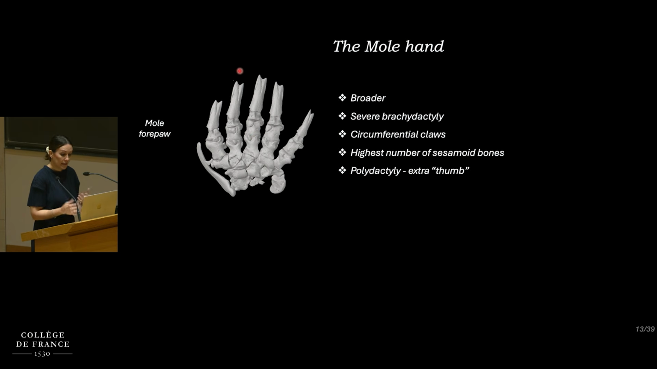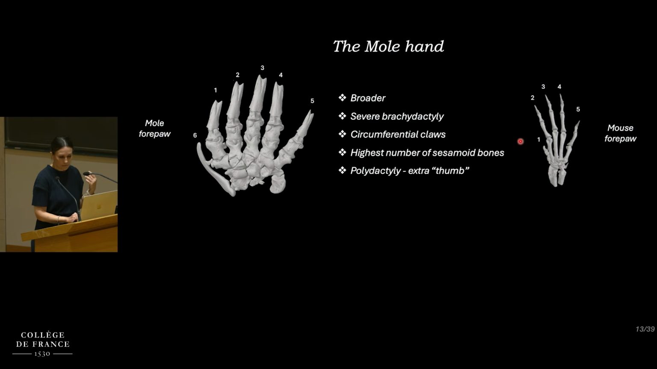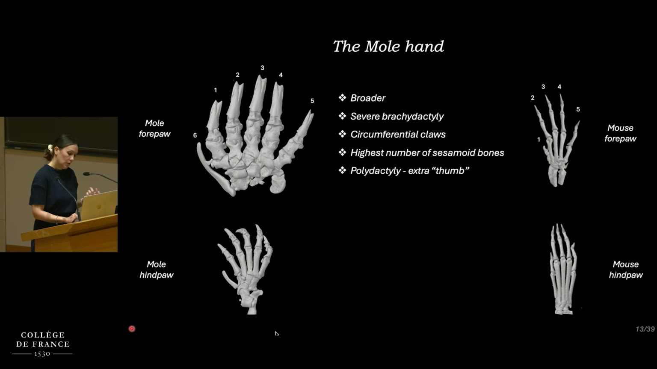They also have circumferential claws. This is the species that has the highest number of sesamoid bones, which are these little bones here in the joints that also give more strength. And they even have this fake polydactyly. They call it the extra thumb, but it's not a real digit. It's like an emergence of a carpal bone. But if we compare with the mouse forepaw, you could appreciate how the hand has been transformed into a tool for them. It's really a spade. While the mole hindpaw is more similar to the mouse hindpaw.